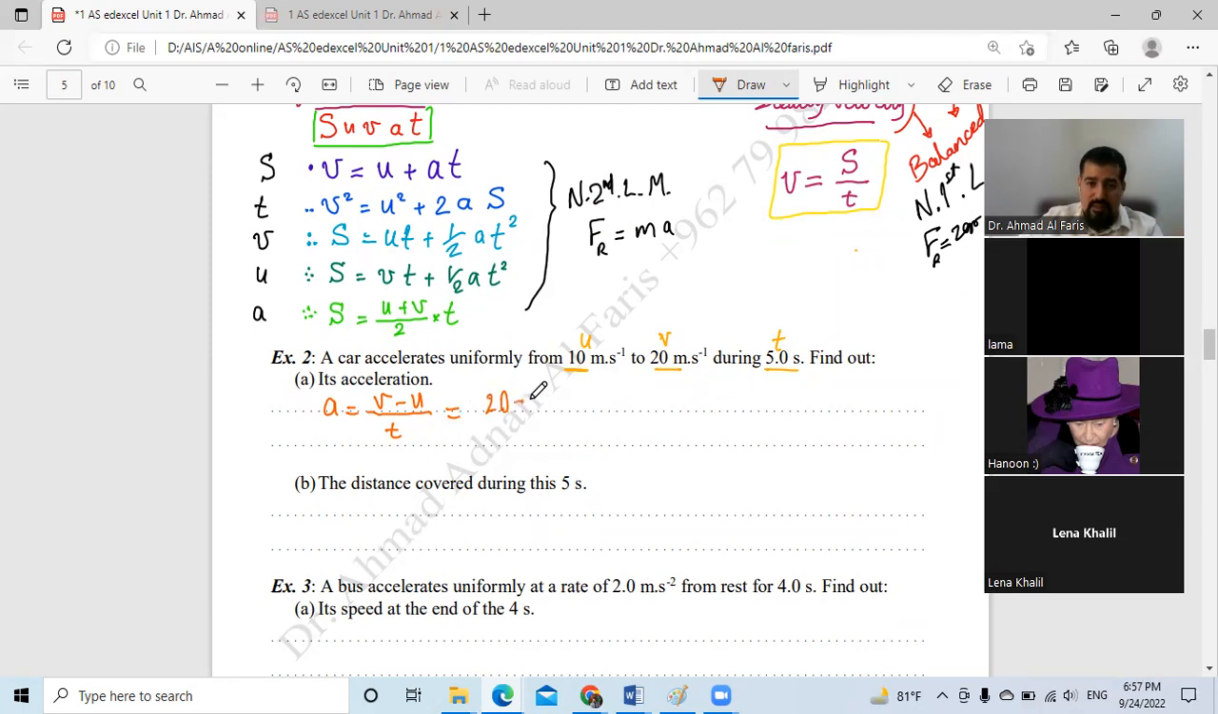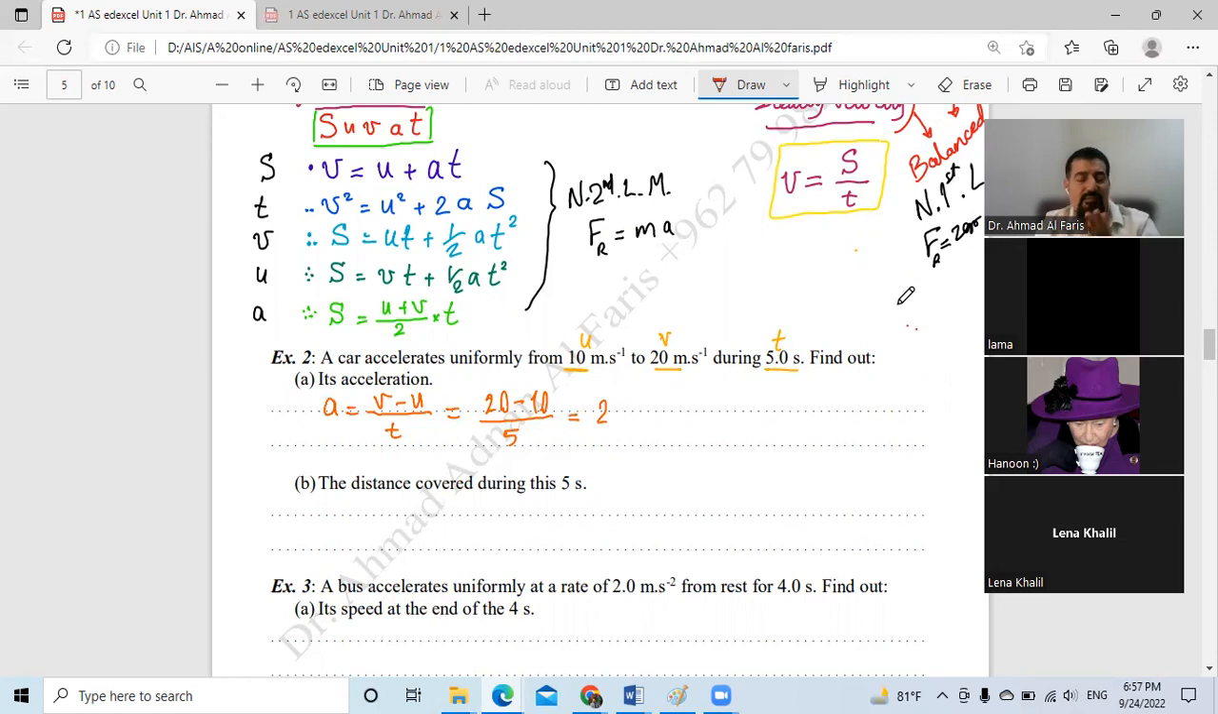So 20 minus 10 divided by 5, and the answer will be how much? 20 minus 10 is 10, divided by 5, it will be 2. What's my mistake? I did a mistake here. I didn't get full mark here. What's my mistake? Who can tell me?